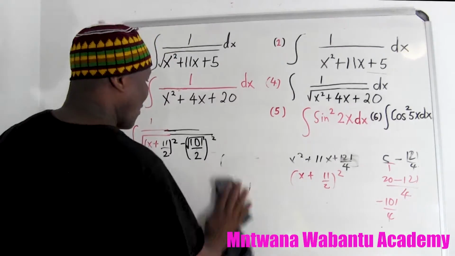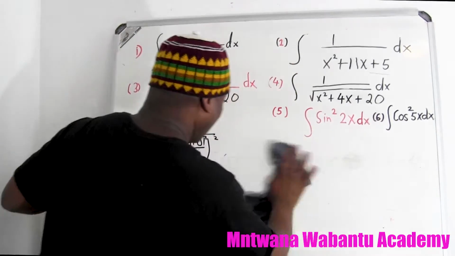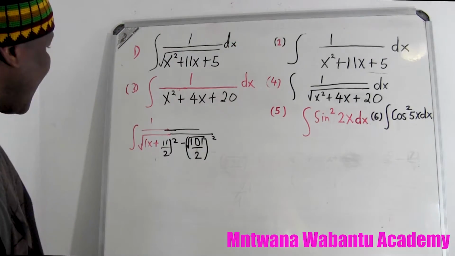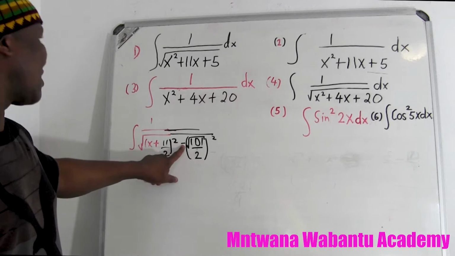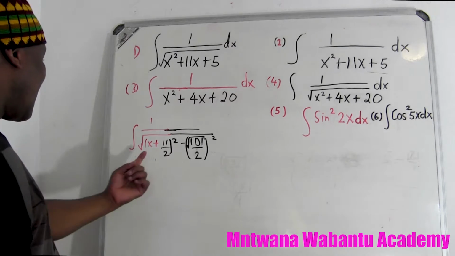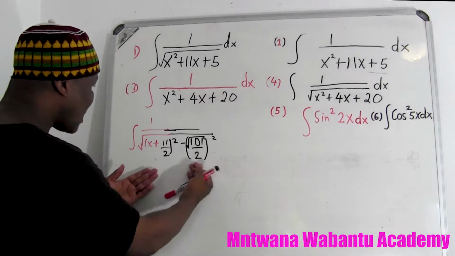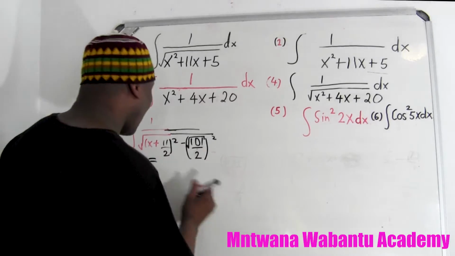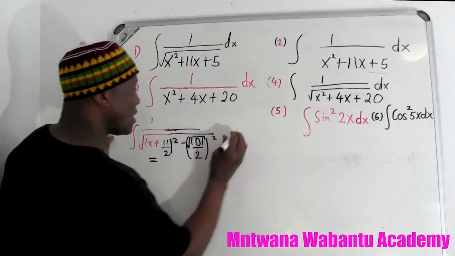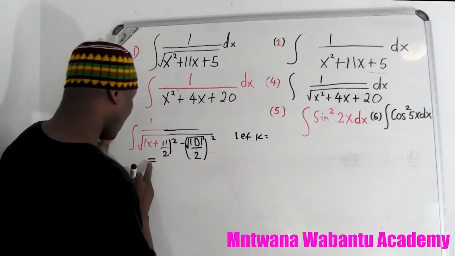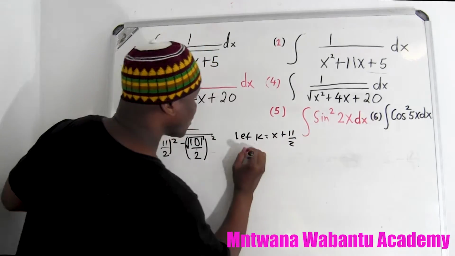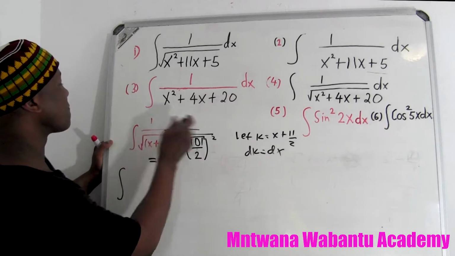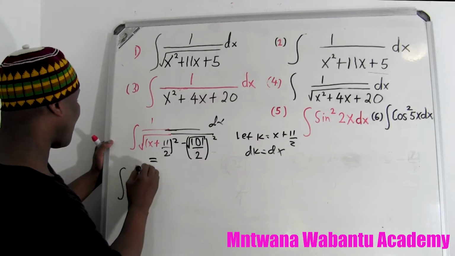So let me try to do it the fast way. If I reach this point here, there's a minus here. Since there's a minus right here, what I'm going to do is the difference of two squares. Let me set this equal to any certain number, let's say k or u, whatever. Say let k equal x plus 11 over 2, so dk equals dx. So I can say the integral, and remember this dx equals dk.